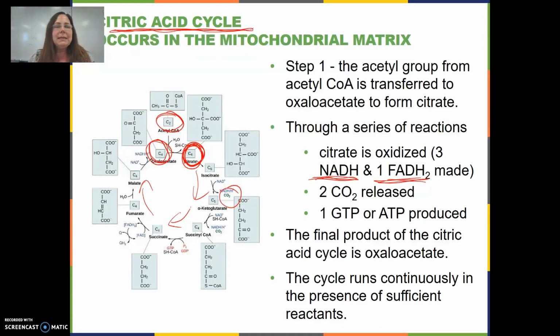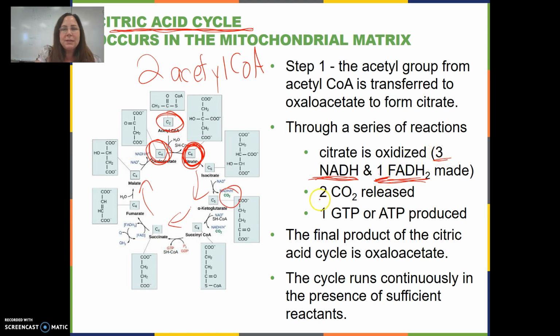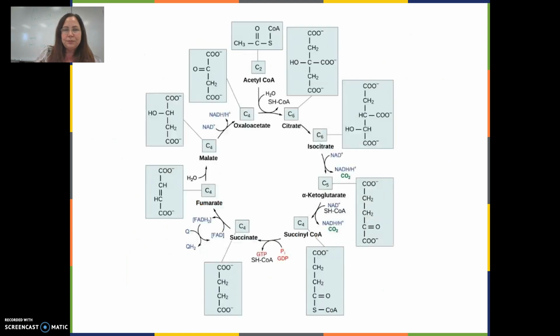So this cycle occurs twice because there are two acetyl coenzyme A's that enter the cycle. Two acetyl-CoAs that enter the cycle. So since this citric acid cycle occurs twice, instead of 3 NADHs and 1 FADH2 and 2 CO2s and 1 ATP, you can multiply all of that by 2.